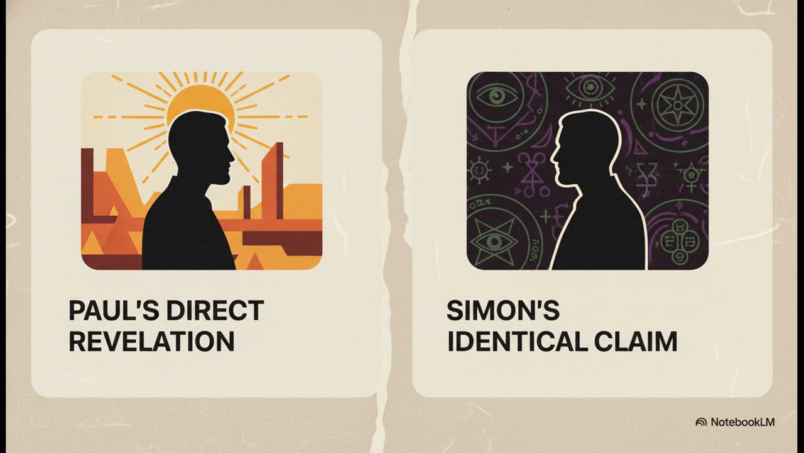And that illustrates one of the source's most provocative parallels yet. Paul claimed he didn't need to learn from the original apostles because Yeshua came down and taught him directly, one-on-one in the desert. Well, the source points out that Simon the magician, who is a universally recognized false teacher in early Christian history, made the exact same claim of direct, superior, one-on-one revelation. The creator argues that Yeshua explicitly warned believers not to trust anyone claiming to have seen him secretly in the desert.